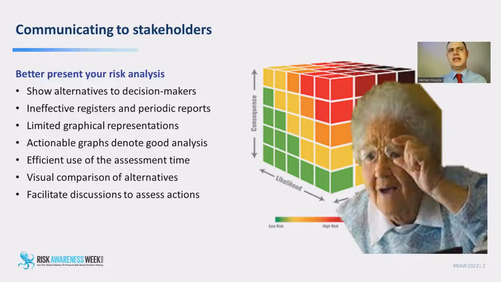And we know for sure that just having a risk register is not impacting decision making, and it's not something that they can really act on. It's a list of risks, top 5 risks, top 10 risks, and then we go through them. And at the end of the day, when we are trying to communicate the output of a quantitative risk assessment, we have, in many cases, very few graphical representations.